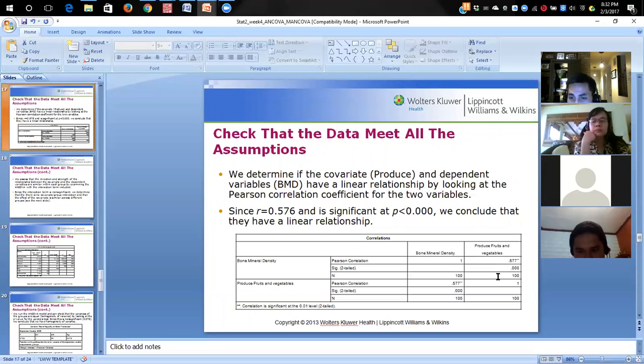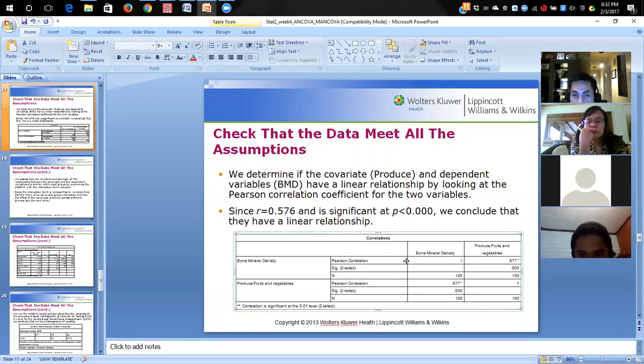0.577, it's statistically significant. You always get sort of a duplication because 1:1 correlation is a perfect correlation. So you have bone mineral density that's correlated to fruits and vegetables, and you have fruits and vegetables that's correlated to the bone mineral density. So pwede ra gud ni nga tangtangon na ning usa ka column, but di ta kabuot ang SPSS kay mo na iyang output jud. So next slide.